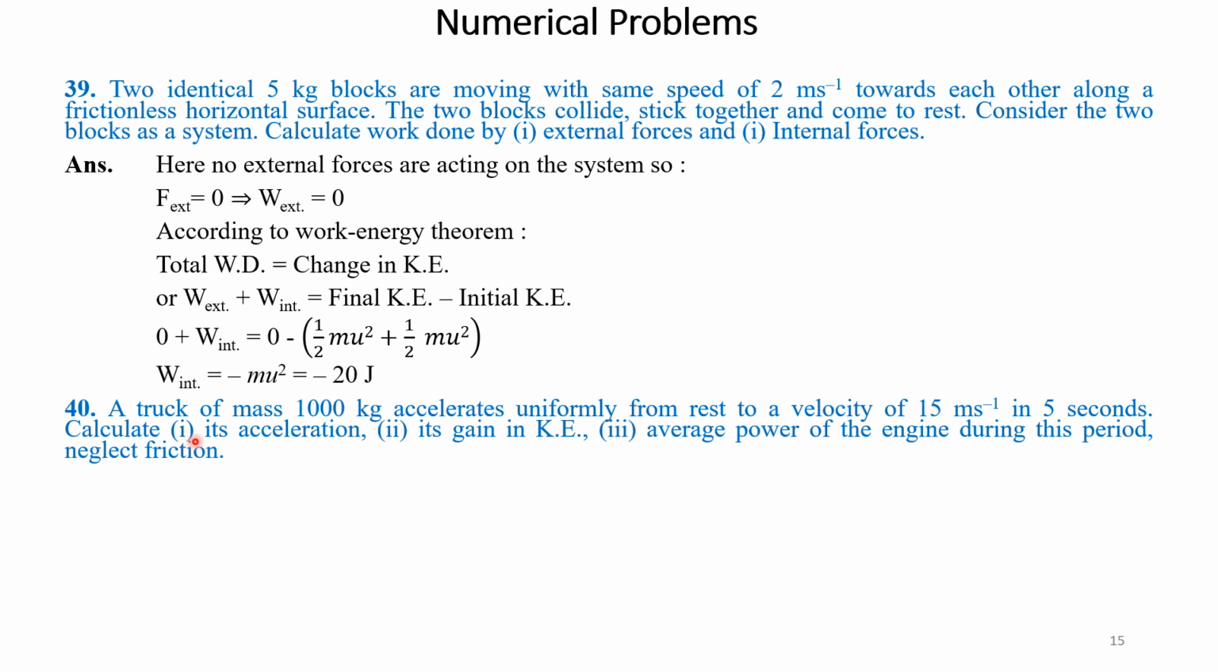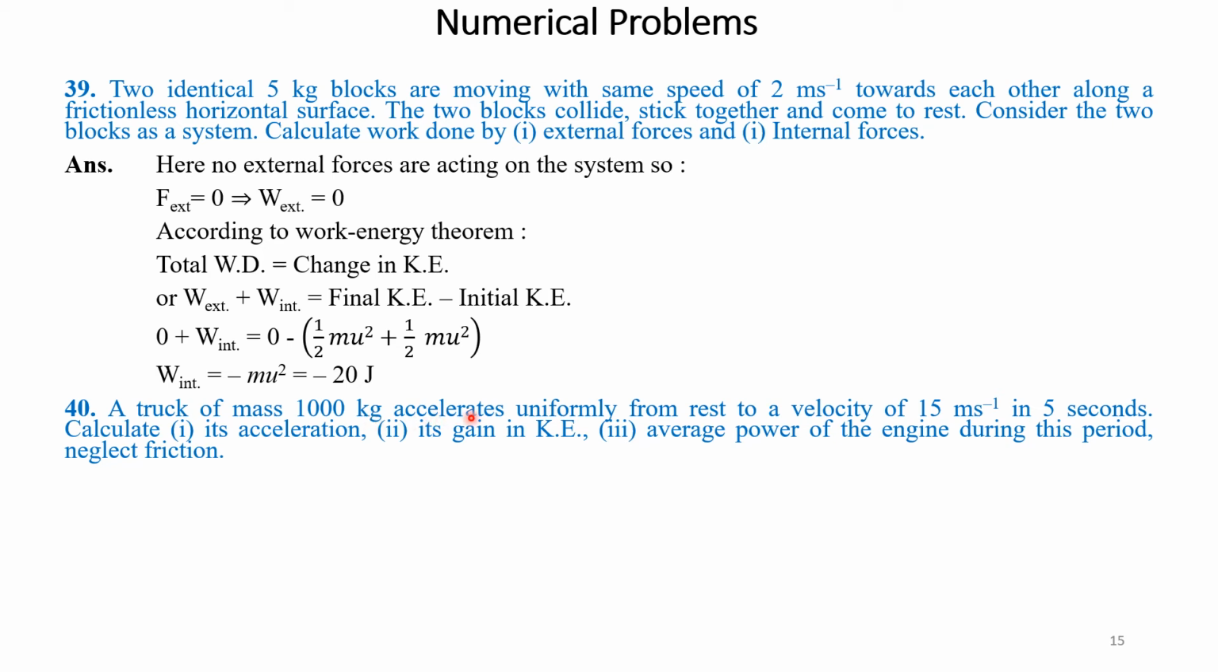Calculate number 1, its acceleration. Number 2, its gain in kinetic energy. Number 3, average power of the engine during the speed, and neglect the friction. So it is given the mass of the truck as 1000 kg and it is moving with a uniform velocity.